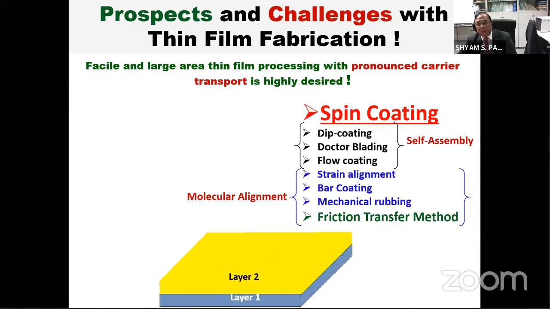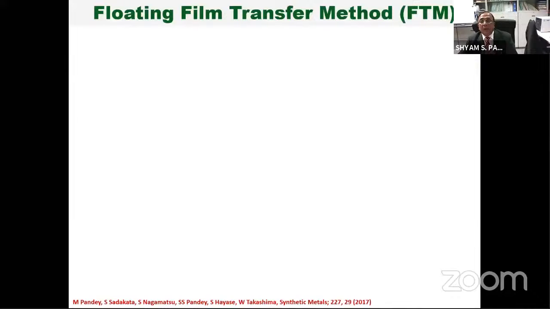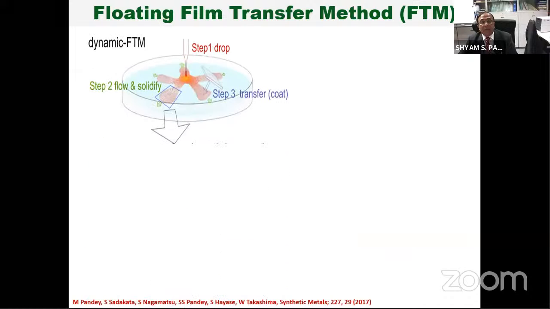Amongst these methods, if we have to make a multilayer, especially thicker films, they suffer from issues like mechanical damage, compositional damage, and solubility issues. To solve this issue, our group has developed a novel method inspired by the Langmuir-Blodgett technique. This we called FTM, floating film transfer method. This method is very simple. Any lab, anywhere, can do it, and now this method has become quite popular worldwide.